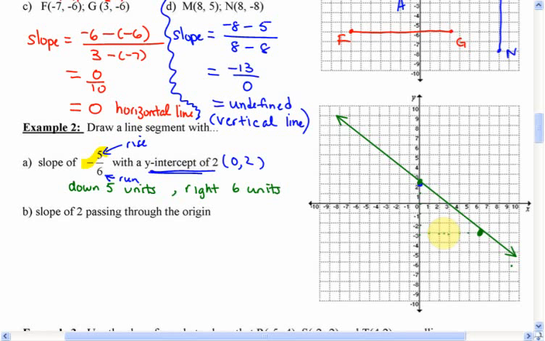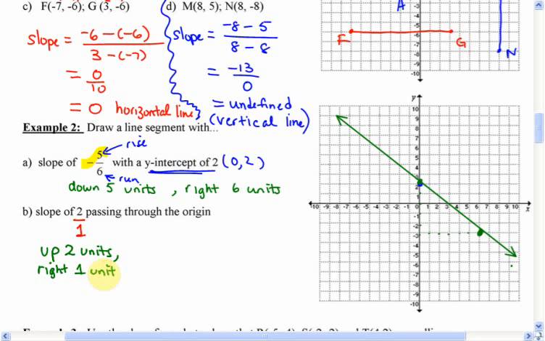2 over 1, Bianca says. Good. Let's write that down. Slope of 2 means 2 over 1. Okay? So which number represents the rise? 2. Which represents the run? 1. So when I say a rise of 2, that means I'm going which way? Up or down? Up 2. Up 2 units. And when I do that, how many units do I go to the right? 1 unit to the right.